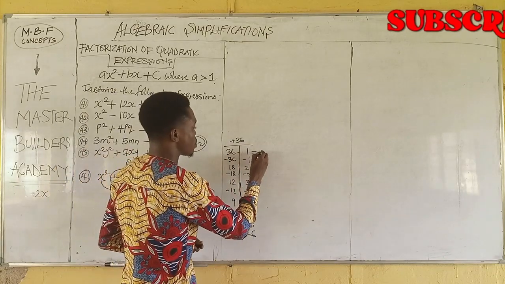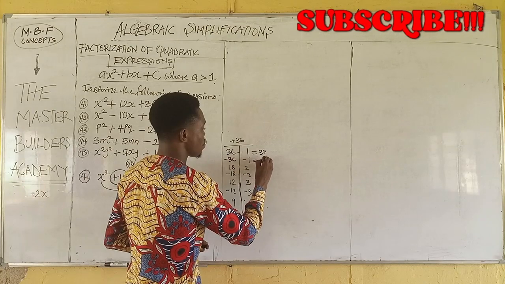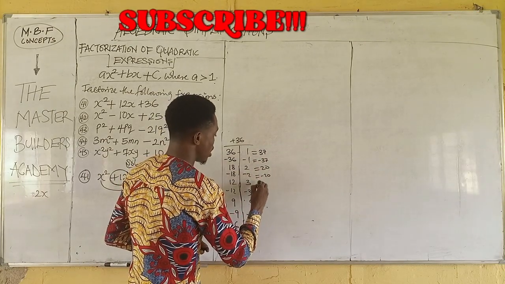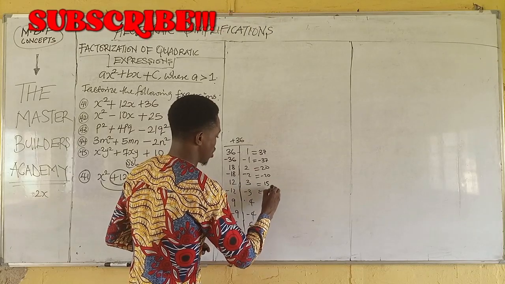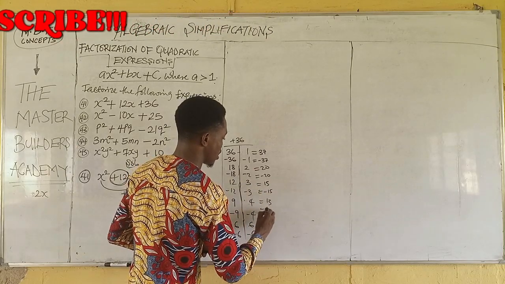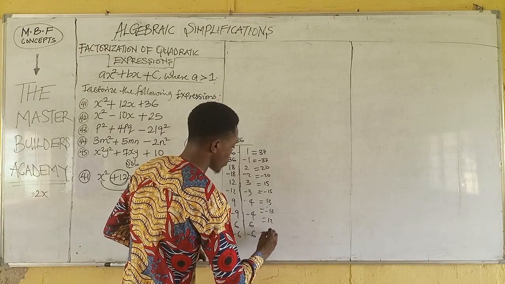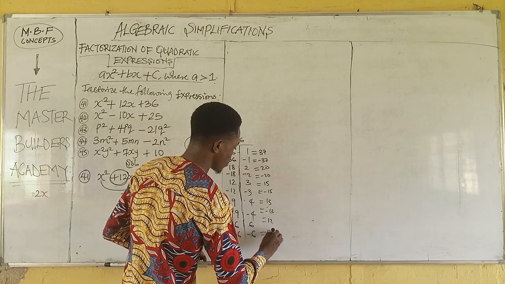So when we add these, we are going to have 37, while this gives us minus 37. This will give us 20, while this gives us minus 20. This gives us 15, while this gives us minus 15. This gives us 13, and this gives us minus 13. This gives us 12, while this gives us minus 12.